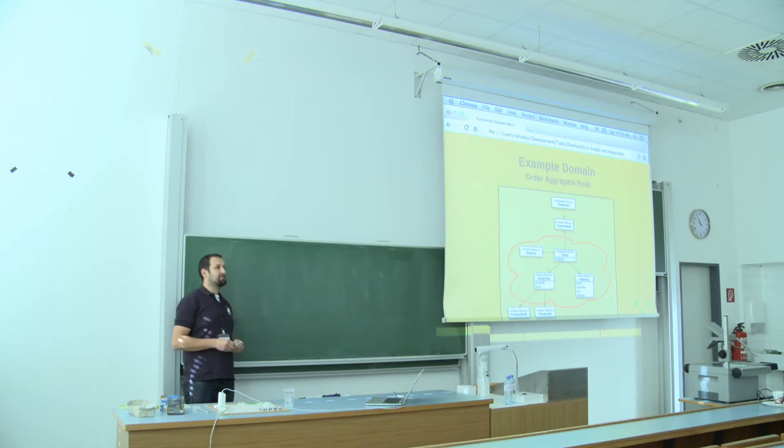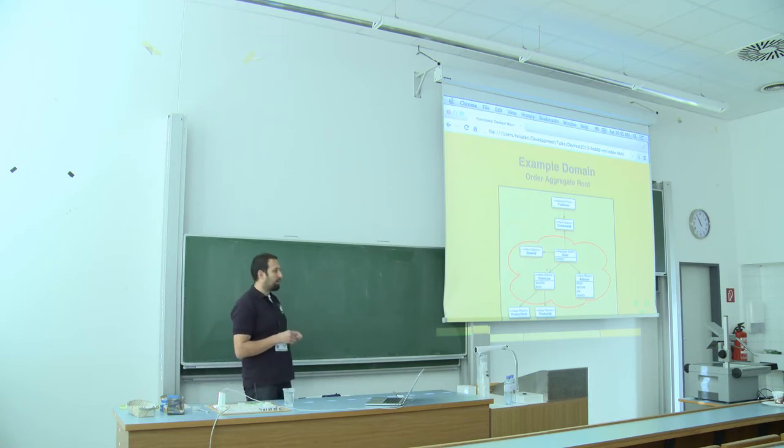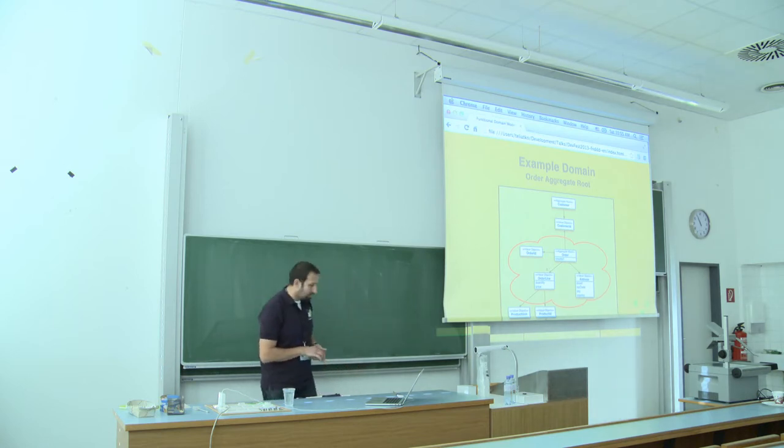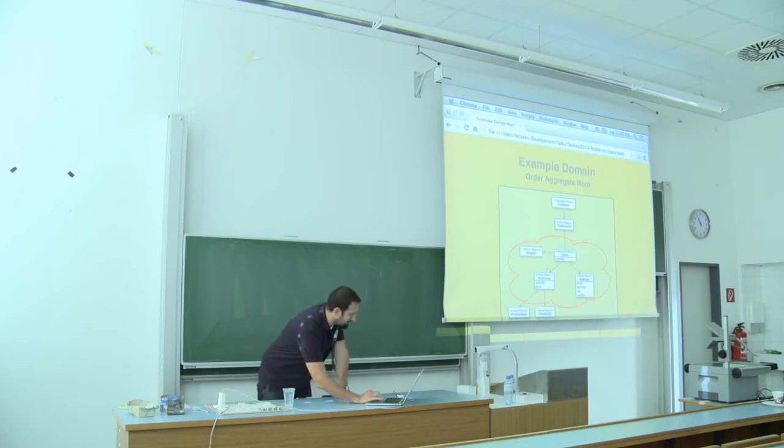How many of you have any experience with domain-driven design or at least some domain modeling? Okay, so maybe we can make a short recap. This is our aggregate root, that means part of the domain, objects, entities, and values which are tightly bounded. Everything outside this red cloud here is a different part of the domain, that means a different aggregate root.